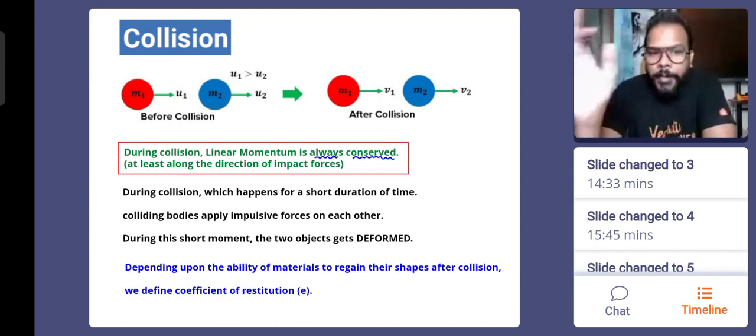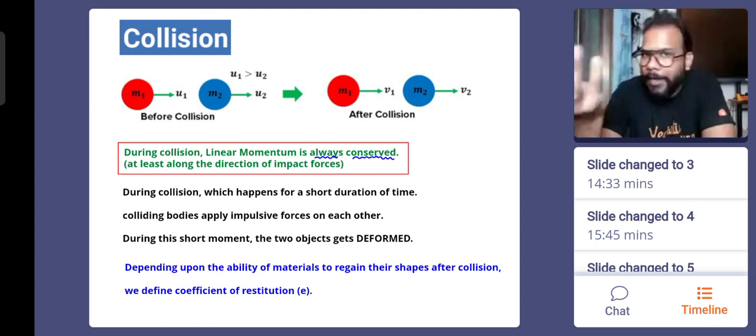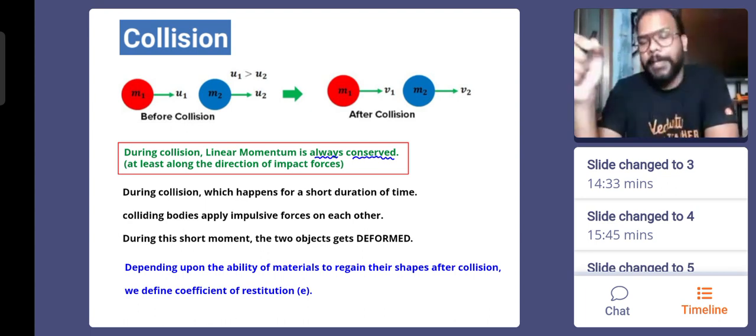Okay. Second thing, during collision, which happens for a very short duration of time, the bodies which are going to collide will always have impulsive force. I said this, that the forces which are acting for a very short duration of time, that's why the forces will be impulsive. And obviously, may be visible, may not be visible.